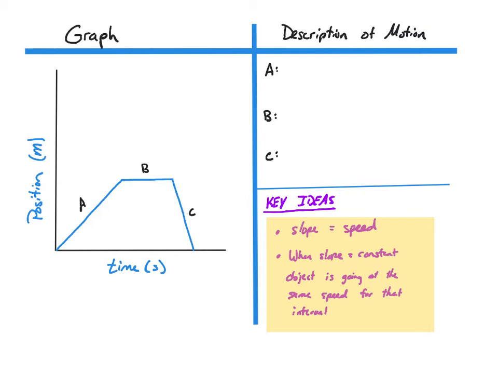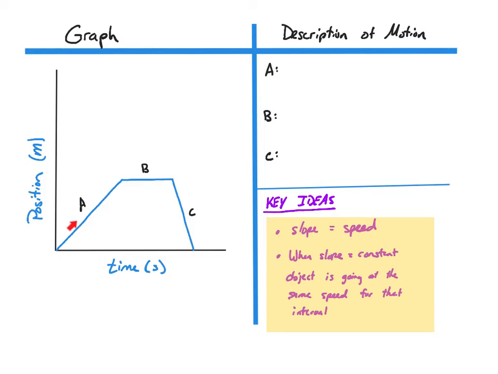And so in these cases, slope always refers to the speed. So a steeper slope will have a greater speed. So out of these two areas, C would actually be traveling faster over that interval of time because its slope is greater. And then when the slope is constant, the object is going at the same speed for that interval. Well, each of these, A, B, and C, all have constant slopes.